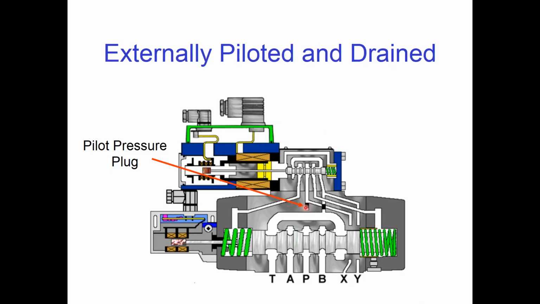That means we have to block off the internal pilot line that gets pilot pressure from the P port of the main valve. And if it's going to be externally drained, we need to drain through the Y port, meaning that we need to block off the port that comes from the tank line, the T port here. Have to block this port off so that we don't drain through the main spool. We need it to drain through the Y port.